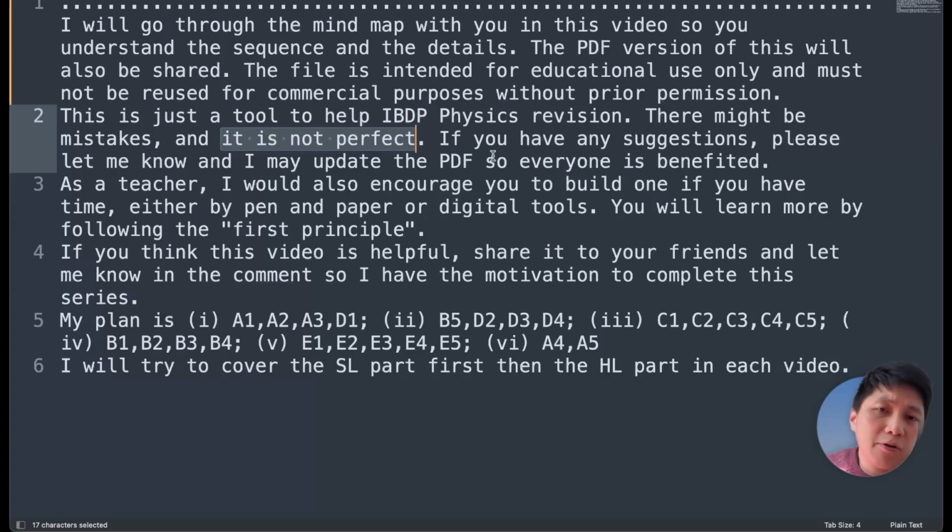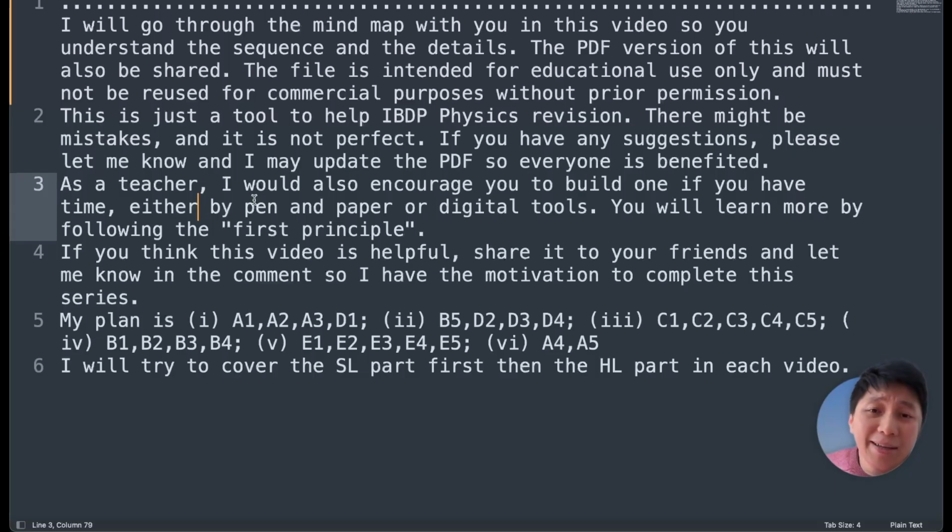Okay, for drawing a mind map, there's always a different way. Every person can have a different way to do it, and so if you have any suggestions to make it better, please let me know. Okay, and I may update the PDF continuously, so that everyone here can benefit.